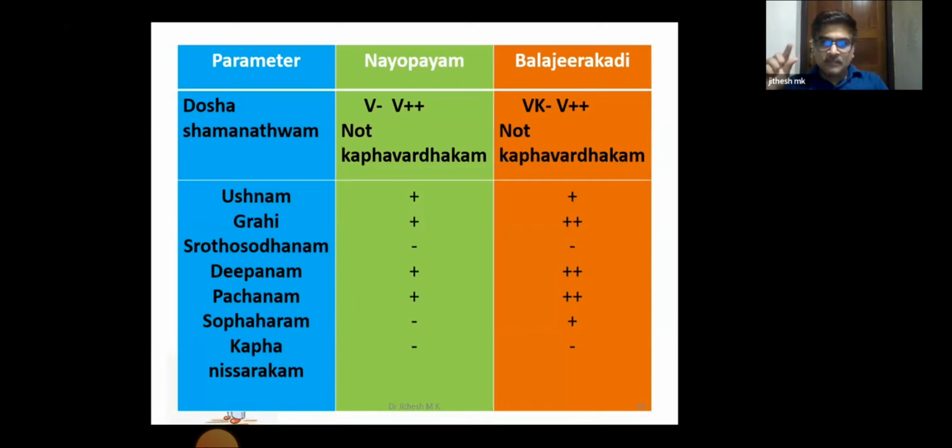Both are Ushna. Grahi property is more with Balajiragadi. Deepana Pachana properties are more with Balajiragadi compared to Nayobhaya. Kaphanisaragatva action is absolutely not there with Nayobhaya, so you should be very careful regarding that. If a patient exhibits severe productive cough, what we say purulent cough, etc.